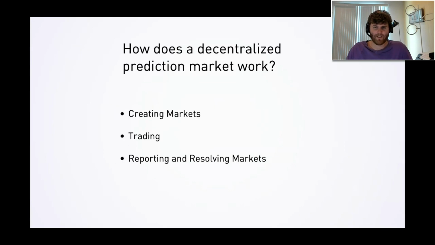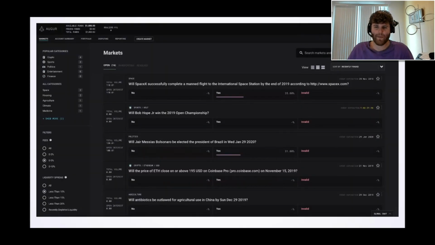So there's really three things you can do. You can create markets, you can trade in them, and then there's the concept of how you pay the market out, which I'm not going to get into in this talk because it would take too long. But this is the UI for Augur version 2. It looks like a trading site, and we'll get to why it looks like a trading site and some other stuff we're working on.